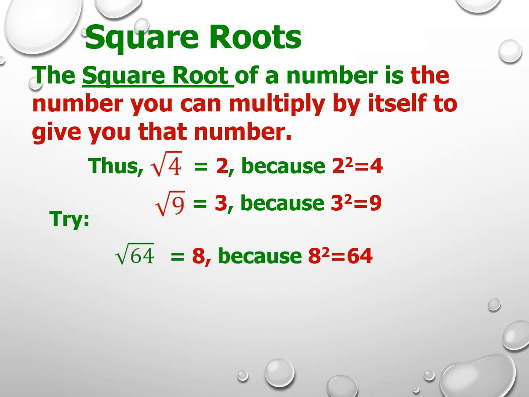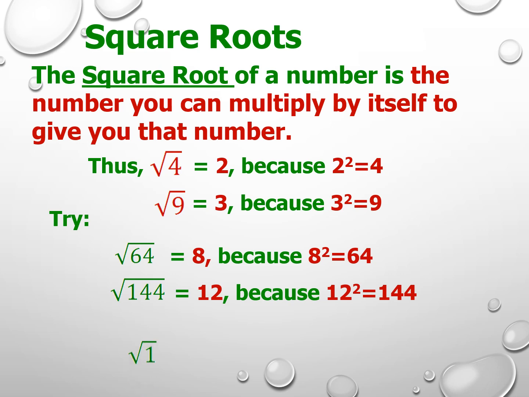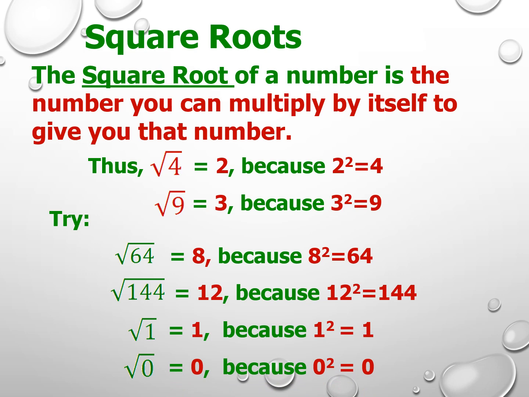So square root of 64 is equal to 8 because 8 squared is equal to 64. Square root of 144 equals 12 because 12 squared equals 144. And square root of 1 equals 1 because 1 squared equals 1. So taking the square root of a number is simply the inverse of squaring a number. And square root of 0 is equal to 0 because 0 squared is equal to 0.